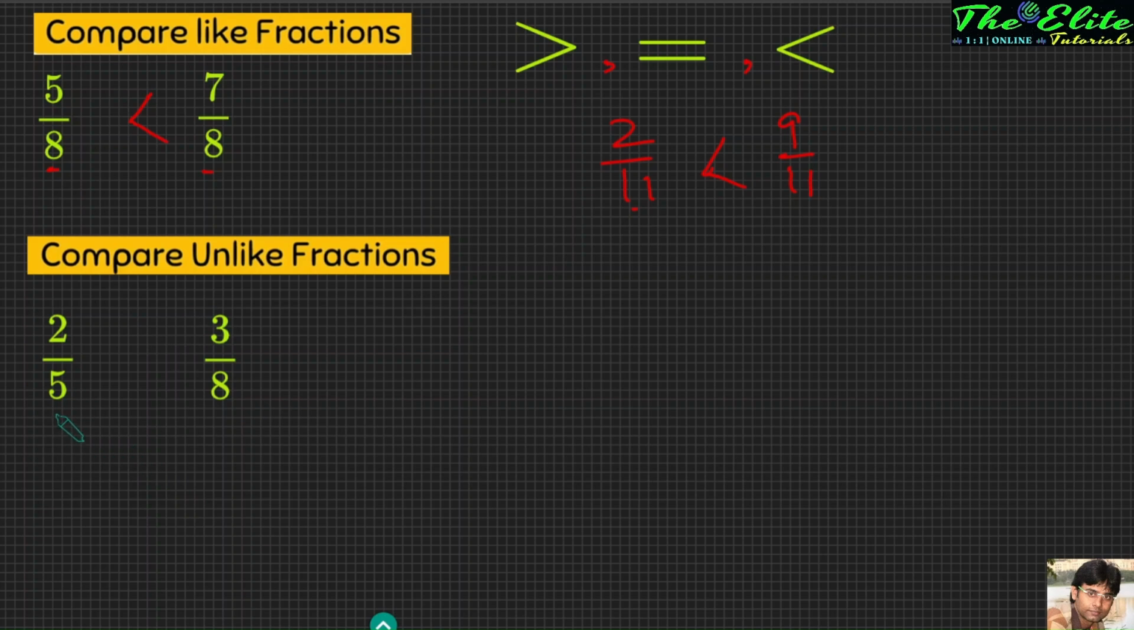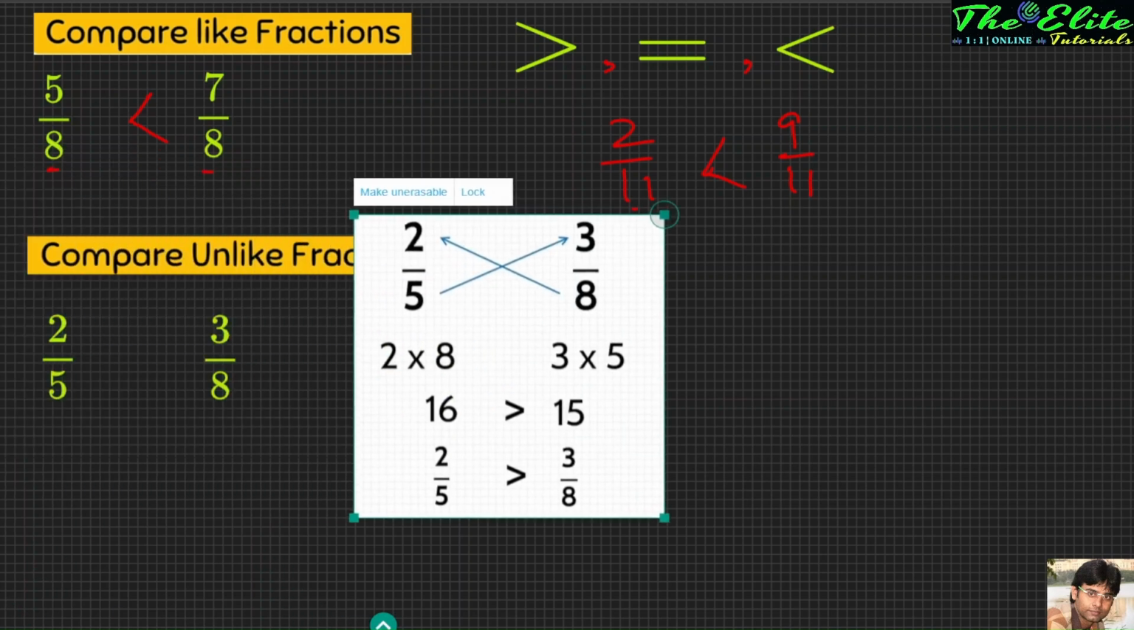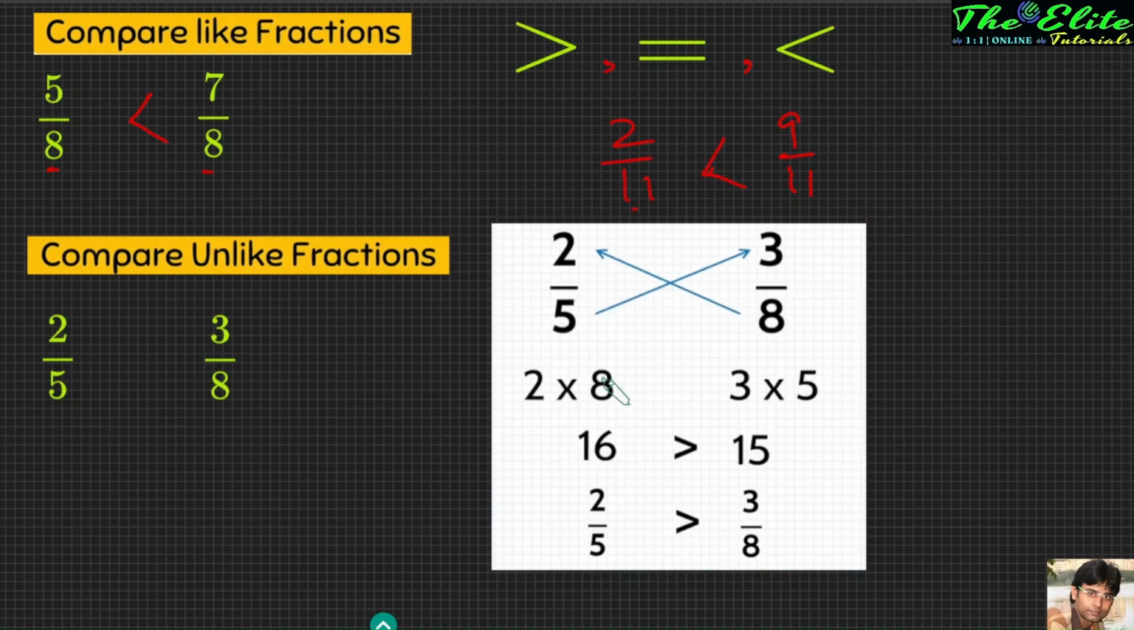Here we can see 2 over 5 and 3 over 8, where the denominators are not the same. That is why they are unlike fractions. So what do we do? Because there are two methods. The very first method is like this. Do you understand? Okay. So we go by the cross multiplication method.